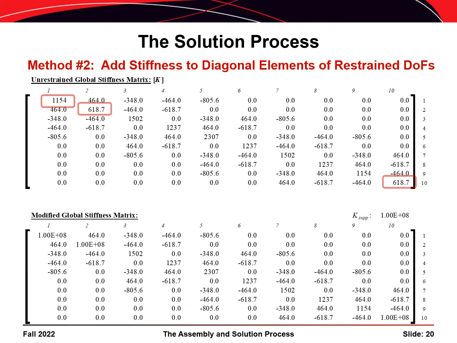Recall that a stiffness coefficient, K sub ij, is the force corresponding to degree of freedom i that is required to cause a unit displacement corresponding to degree of freedom j, with all other displacements held at 0. Using the second method of restraining the global stiffness matrix, the expected support stiffness is added to these diagonal coefficients that correspond to the restrained degrees of freedom.